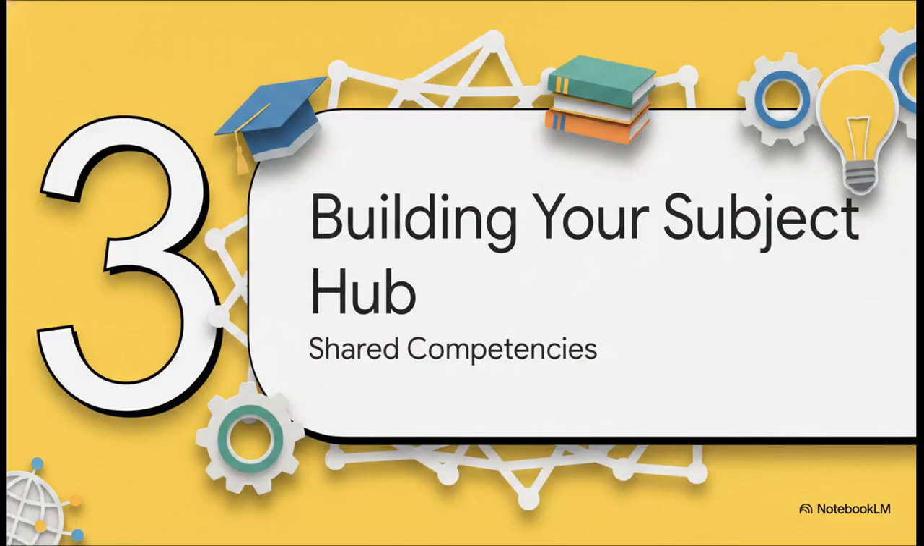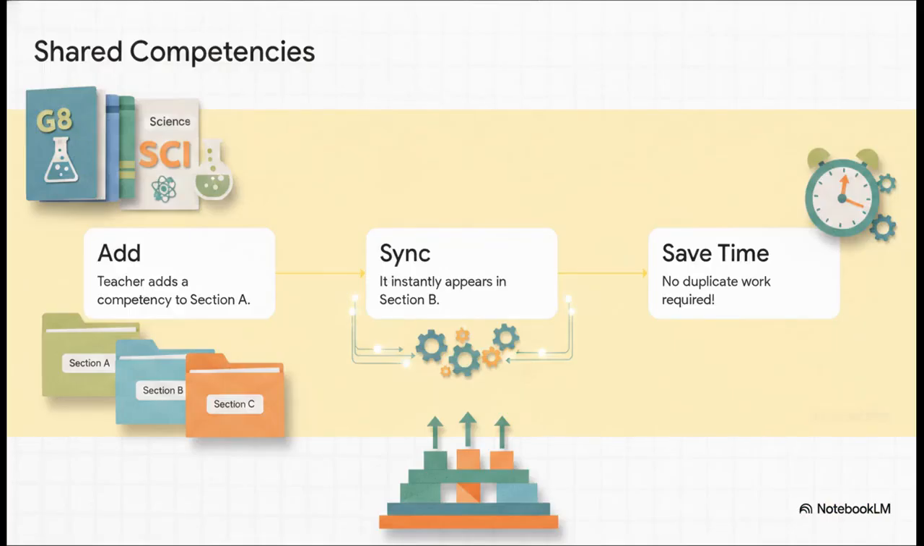All right, part 3, building your subject hub. For all you overworked teachers out there, you're going to love this. If you teach grade 8 science to 3 different sections, you absolutely do not have to type out your competencies 3 times. It's so simple. 1 grade level plus a subject equals 1 shared set of competencies. Meaning, if you add a competency to section A, it instantly populates in section B. There is literally no duplicate work required. It's all automated, so you just build your foundation once and it serves all your relevant classes.